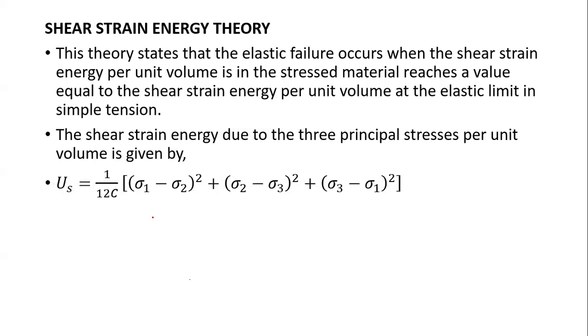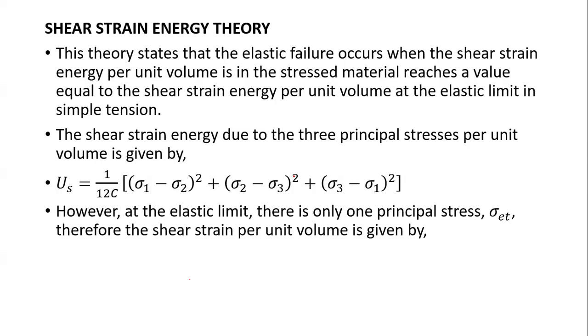So with this, we're saying U_s is equal to 1 over 12C, then open brackets, (stress 1 minus stress 2) squared plus (stress 2 minus stress 3) squared plus (stress 3 minus stress 1) also squared. Now, don't worry about the sequence in the brackets, as long as the three stresses subtract each other. If you swap, you have stress 3 minus stress 2, the results will be the same because we are squaring. Even if it was negative, what you get will not be affected.